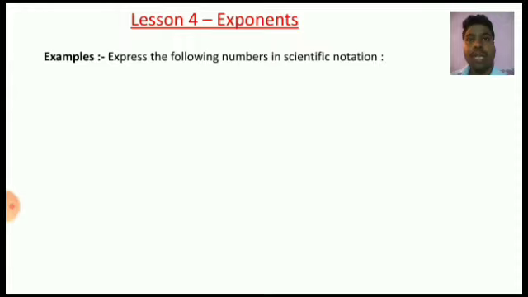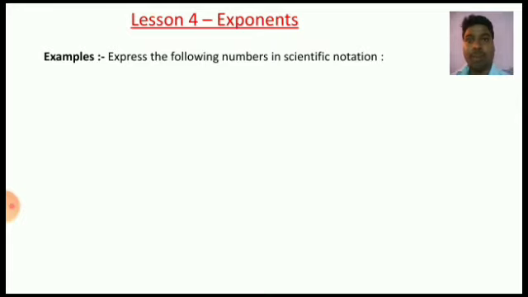Express the following numbers in scientific notation. So we have to express the numbers into scientific notation. So what is scientific notation? Scientific notation is one type of system. In this system, we express a very large or a very small number in a compact manner. So this system is called scientific notation.